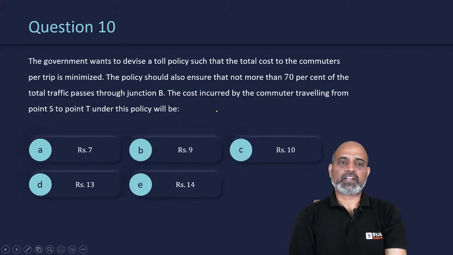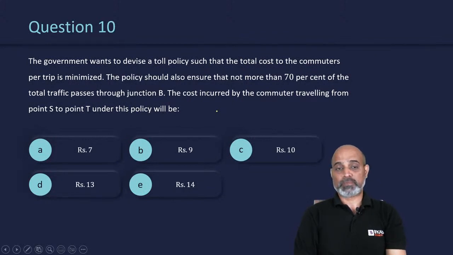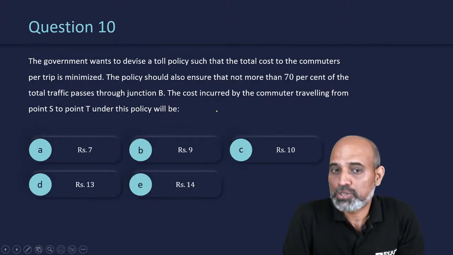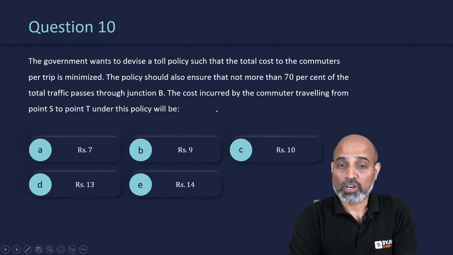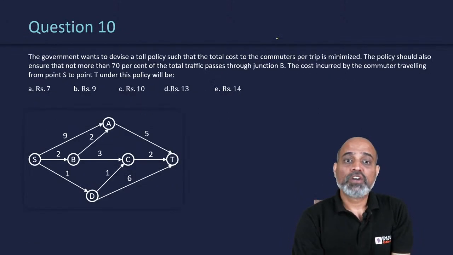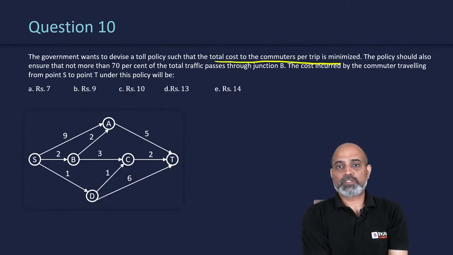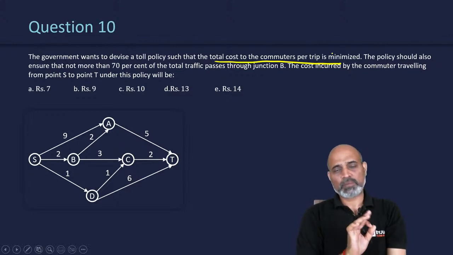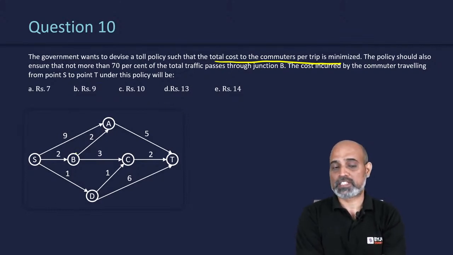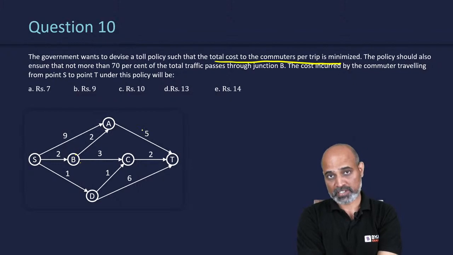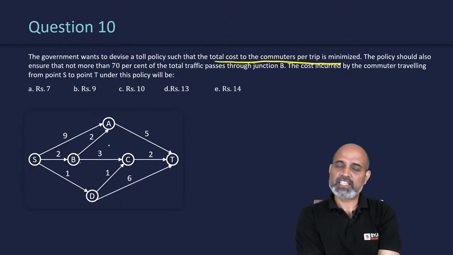Next, the government wants to devise a toll policy such that the total cost of the commuters per trip is minimized. The policy should also ensure that no more than 70% of the toll traffic passes through junction B. The cost incurred by the commuter traveling from point S to T under this policy will be. So the total cost to the commuters per trip is minimized, it should be as low as possible. And the policy should also ensure that not more than 70% of the traffic goes through here.